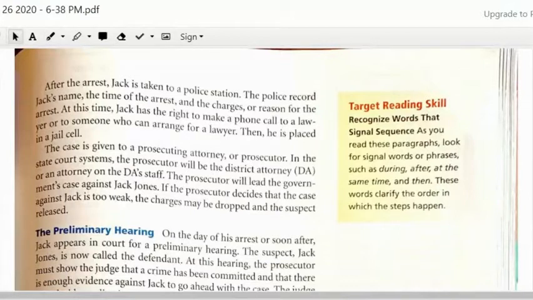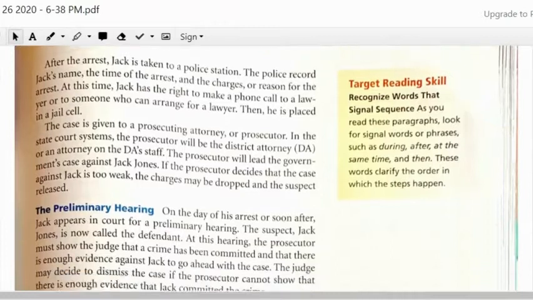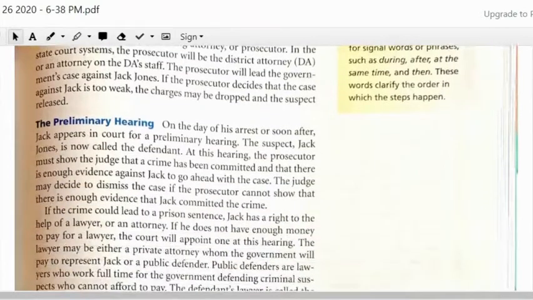The case is given to a prosecuting attorney or prosecutor. In the state court systems, the prosecutor will be the district attorney, or DA, or an attorney on the DA staff. The prosecutor will lead the government's case against Jack Jones. If the prosecutor decides that the case against Jack is too weak, the charges may be dropped and the suspect released. On the day of his arrest or soon after, Jack appears in a court for a preliminary hearing.